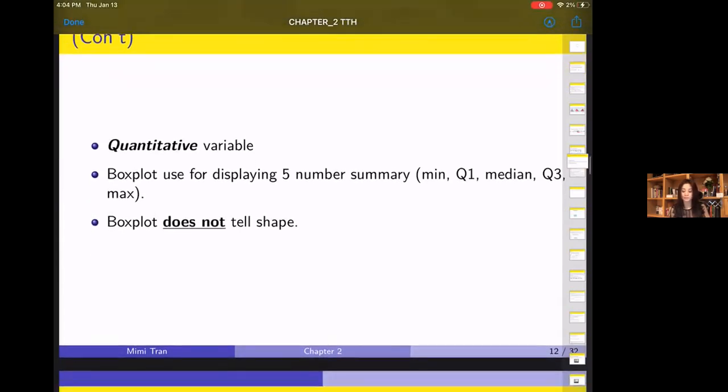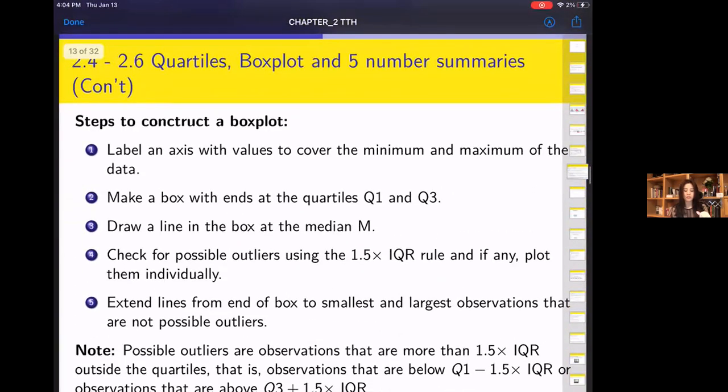Okay, remember that. Here are the steps to construct a box plot. I'm going to go through this with you. If you don't understand, that's fine. When I construct a box plot, I go back and explain it step by step, and hopefully if you hear it a second time, it's better. Right? So the first step is you label the axis with values to cover the minimum and maximum. I'm doing my box plot vertical, so I'm going to label my y-axis. It has to cover the minimum and maximum.